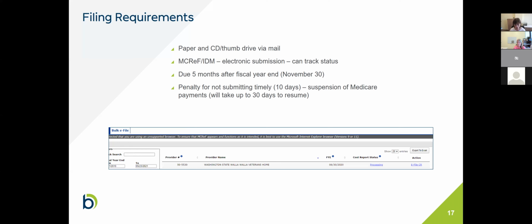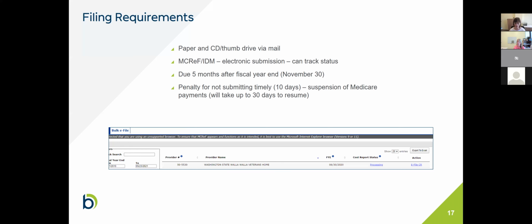So our suggestion to everybody is let's file electronically. I can help you with that filing. We can file for you on your behalf. We do have to have your authorization. We cannot just file for you. You have to approve the cost report, and you need to own responsibility and accountability for that filing, but we can help you technically submit that cost report.